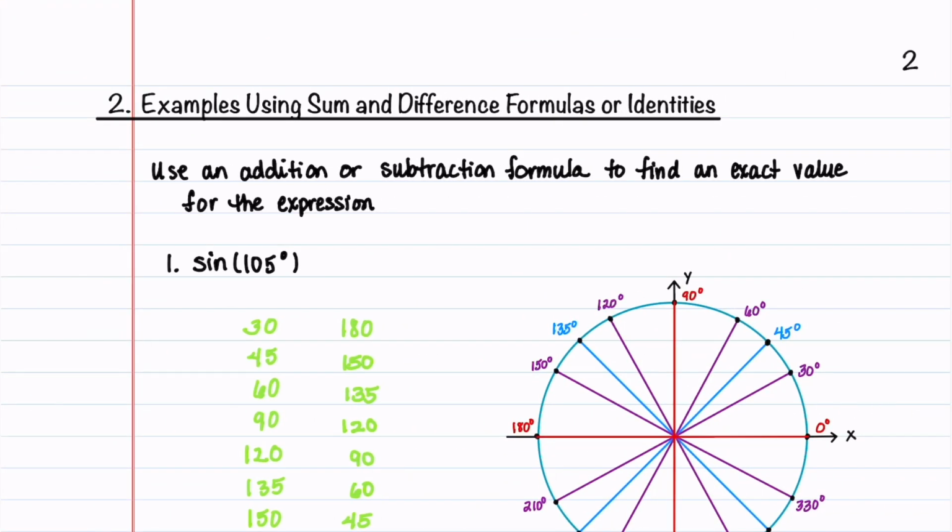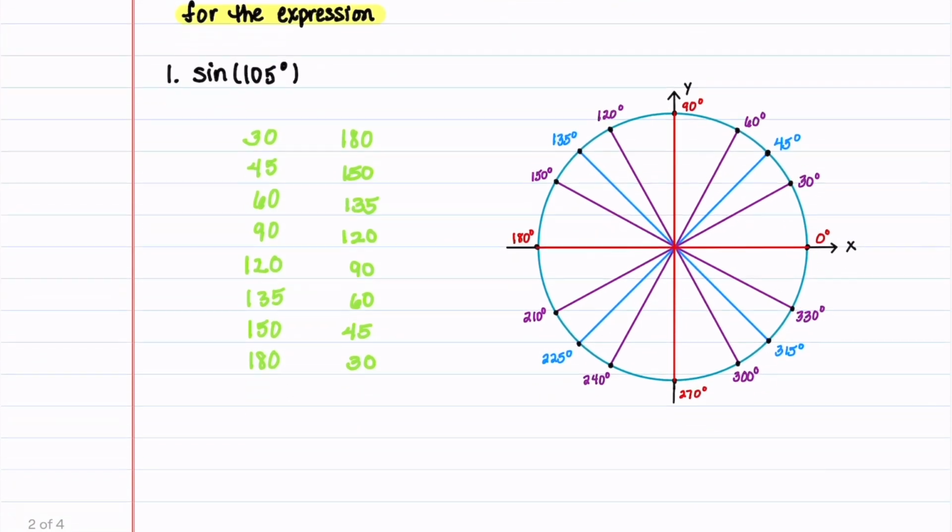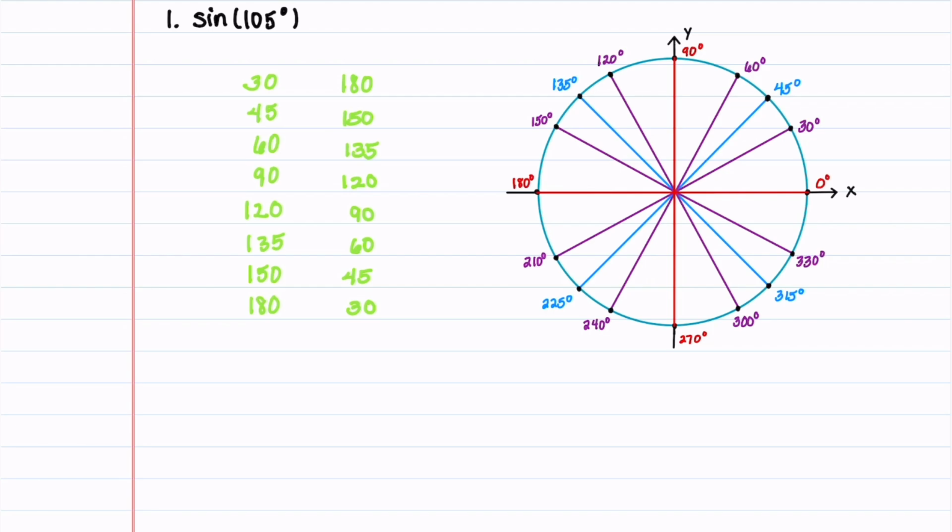In the first set of examples that we'll do, we'll use an addition or subtraction formula to find an exact value for a trigonometric expression. We'll begin by finding the exact value for sine of 105 degrees. Our strategy is going to be to let 105 degrees be the sum or difference of two angles that we know the value for sine and cosine, and those angles are on the unit circle that I've included here.